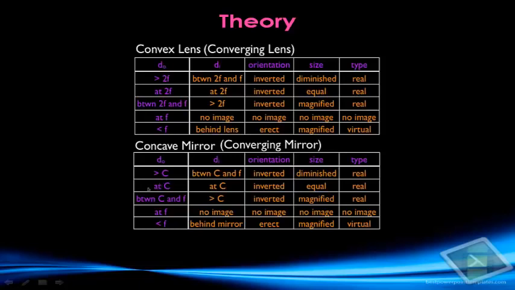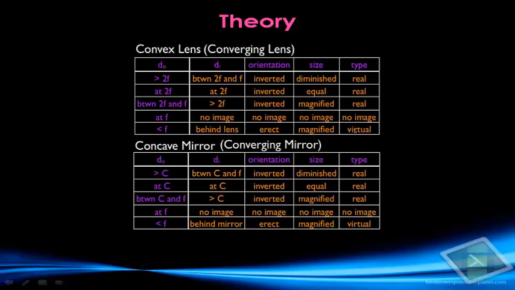Let's look at one more case. When you're inside of F, the image appears behind the mirror. When you're inside of F, the image appears behind the lens. When you're inside of F, the orientation is erect or upright. When you're inside of F, the orientation is erect. When you're inside of F, the image is magnified, and it's a virtual image. Same thing here, magnified and virtual.